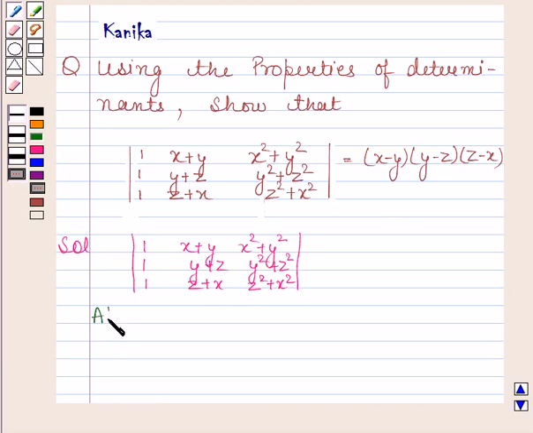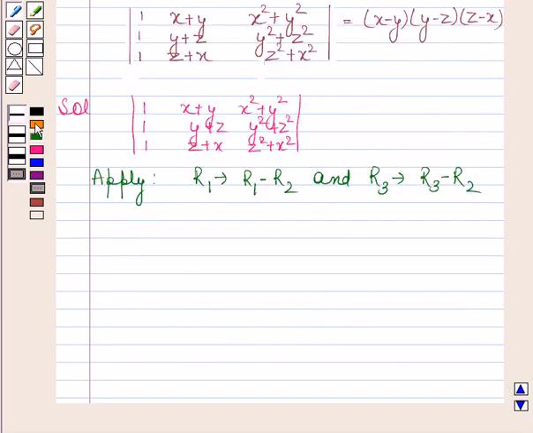Now we will first apply the row operation, that is row 1 goes to row 1 minus row 2 and row 3 goes to row 3 minus row 2. Now by applying this row operation, we get this determinant as 0, y minus z, y squared minus z squared; 1, y plus z, y squared plus z squared; 0, x minus y, x squared minus y squared.